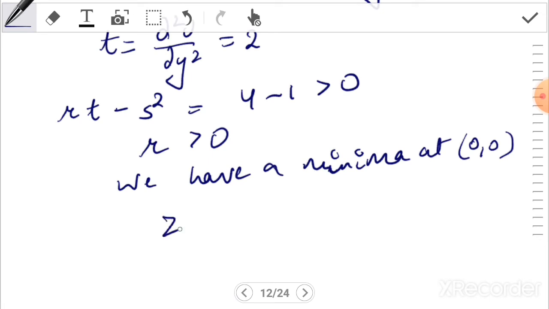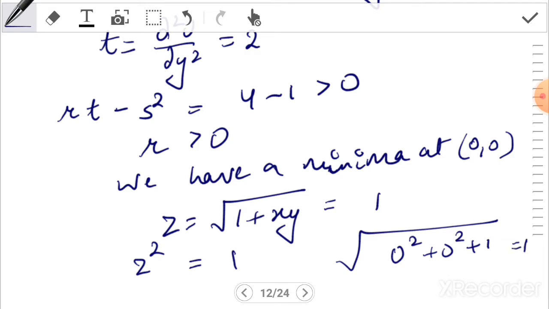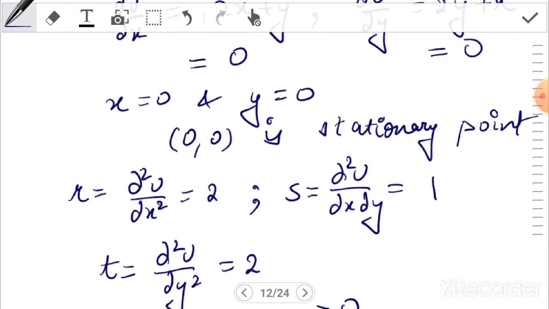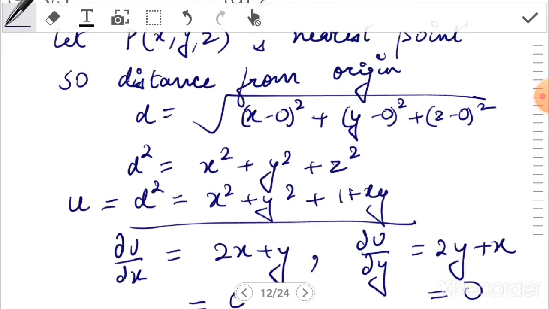So z square will be equal to 1 plus xy, which is 1. So the distance is root under 0 square plus 0 square plus 1, that is 1. So the correct answer is 1. Yes. Clear? Okay, let's go to the next problem.